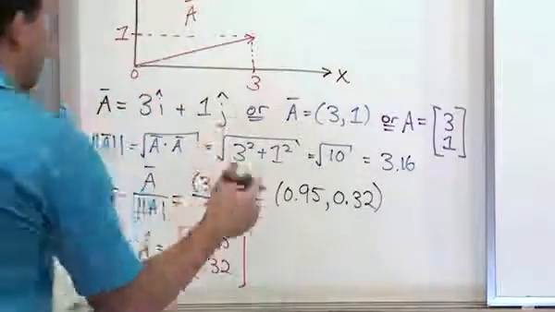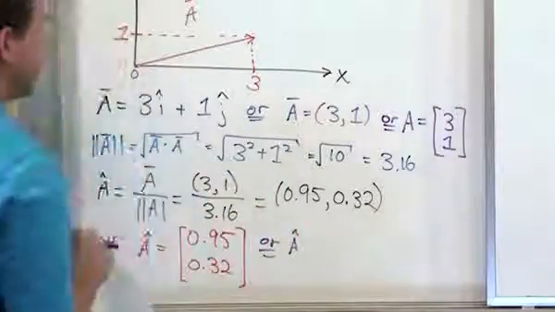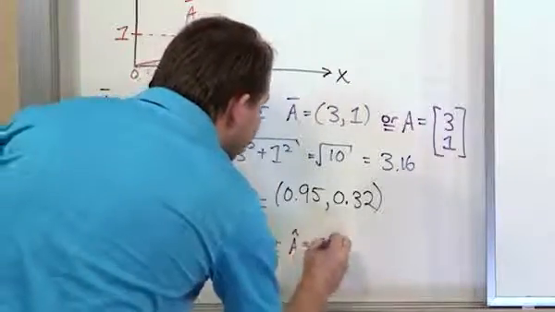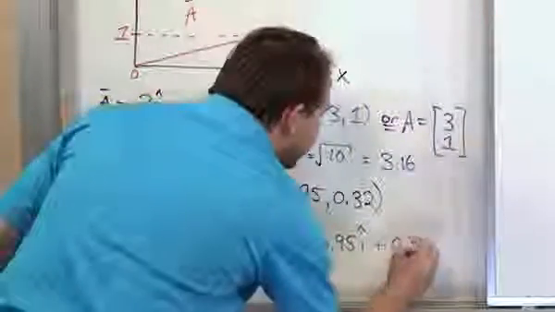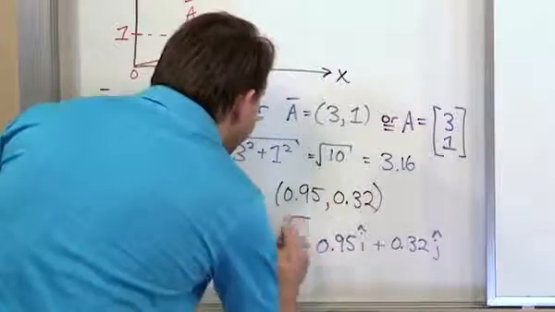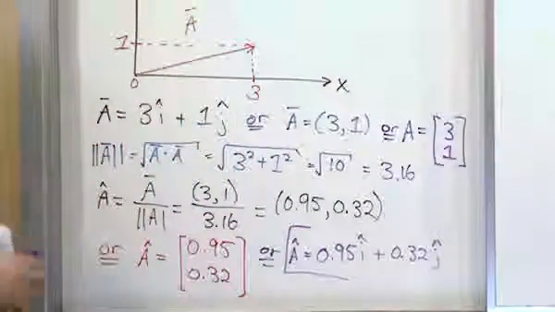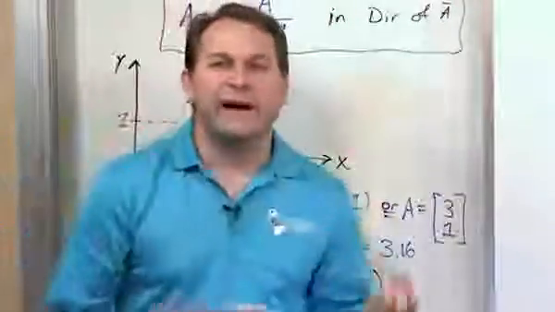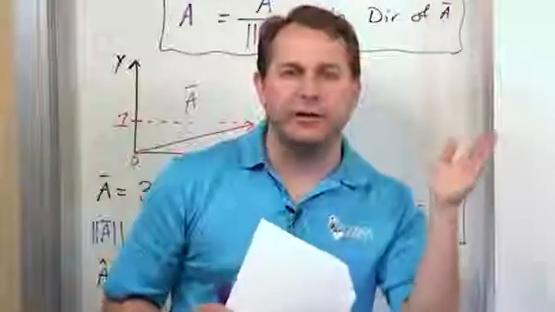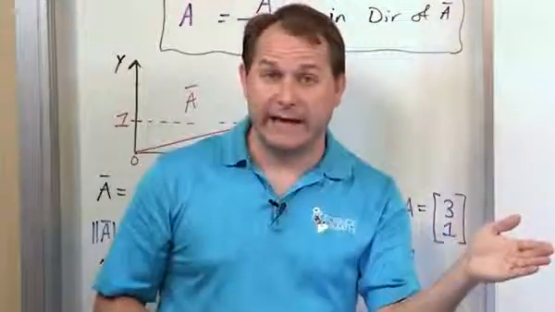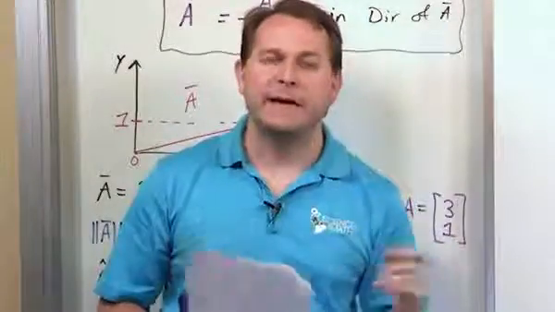And you can also write it equivalently, the vector, as 0.95 i hat plus 0.32 j hat. So I'm going to circle this, but you can circle this one, you can circle this one. They're all basically saying the same thing. What we have calculated is a vector, a hat. It's a vector that points in exactly the same direction as our original vector, A. However, the magnitude of this new vector is just 1. That makes it a unit vector.